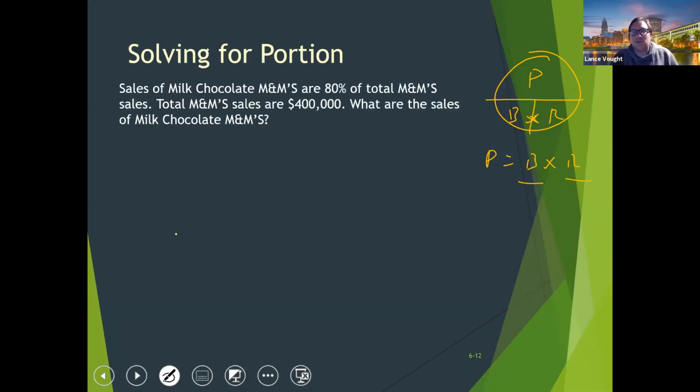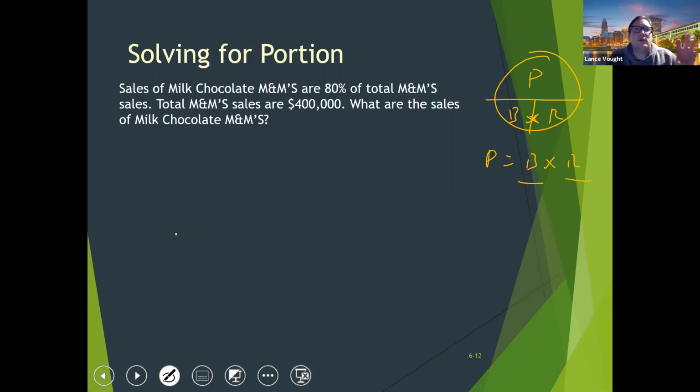So here's a word problem. Sales of milk chocolate M&Ms are 80% of the total M&Ms sales. Total sales are 400,000. What are the sales of milk chocolate M&Ms?